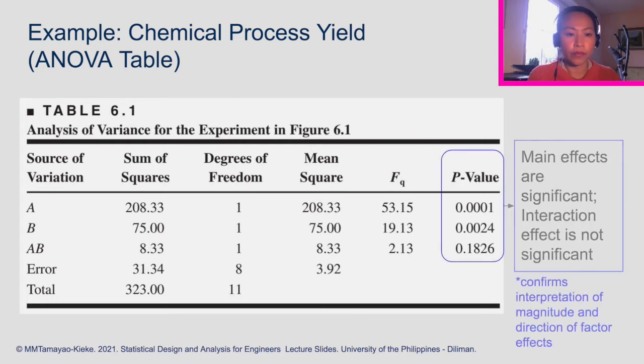And as you can see here, the main effects are significant at the 5% significance level as these p-values are below 5%. The interaction effect is not significant, even at 10%. And this confirms the interpretation of the magnitude and direction of factor effects that we just had a few slides back.